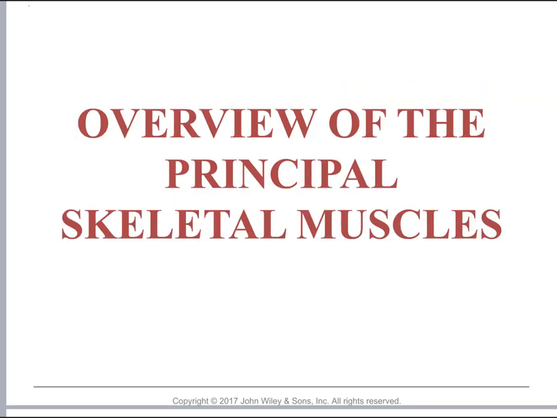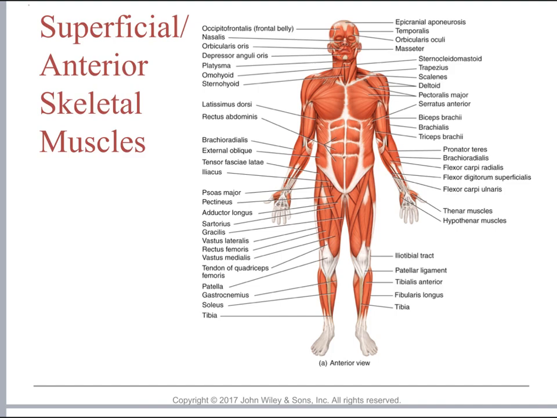Now we're going to end this lecture with an overview of the principal skeletal muscles. So what you're going to have to learn in lab. Now you'll see that there's a ton of slides in your lecture PowerPoint that are not covered in this tutorial. And the reason being is they are going to be solely to help you for lab.